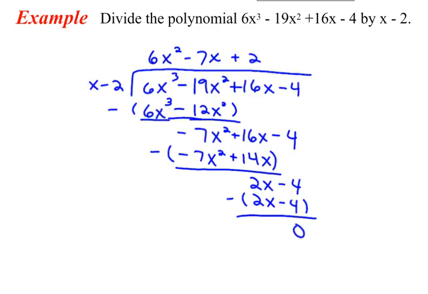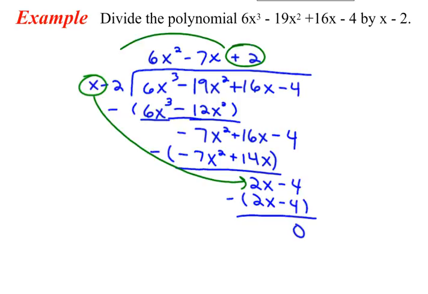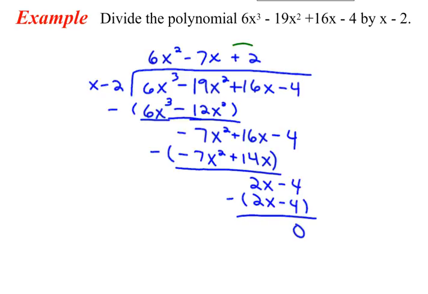And we ask ourselves, how many times does x go into 2x? Well, the answer is twice. 2 times x equals 2x. Then we do 2 times negative 2, and we get negative 4. Then we subtract. And in this case, 2x minus 4 minus 2x minus 4 is 0, with no remainder.